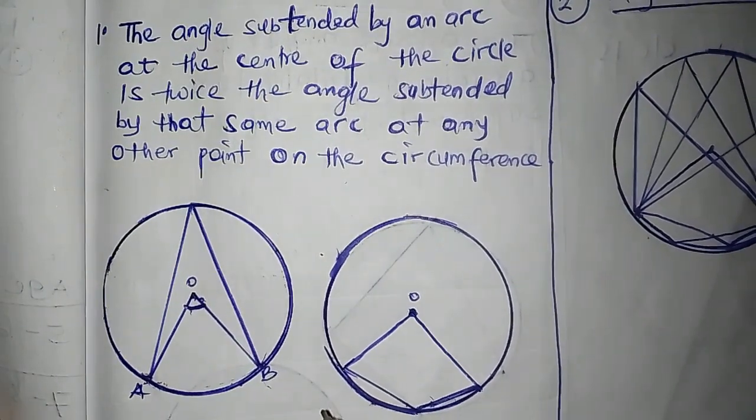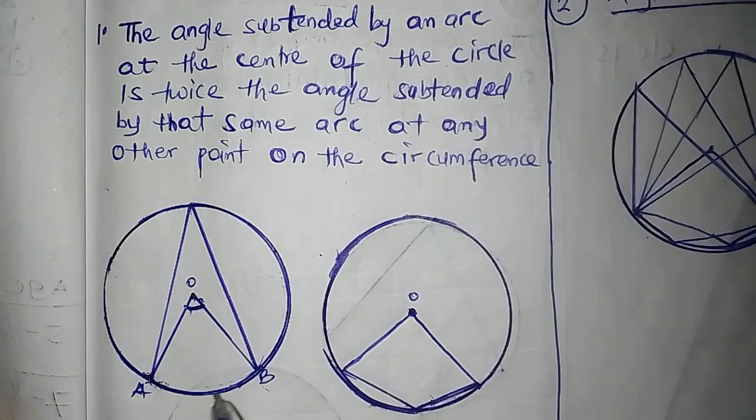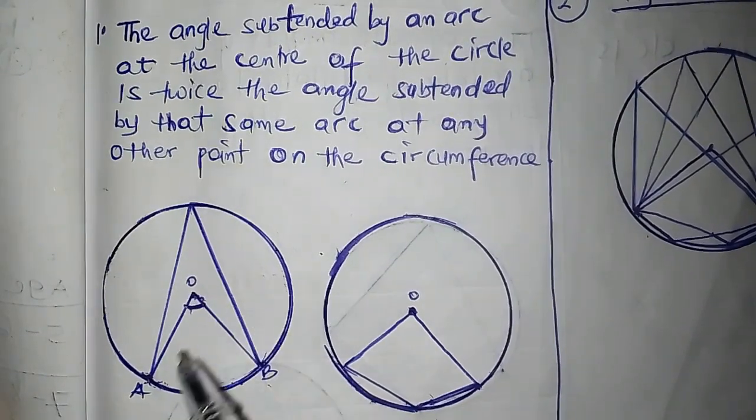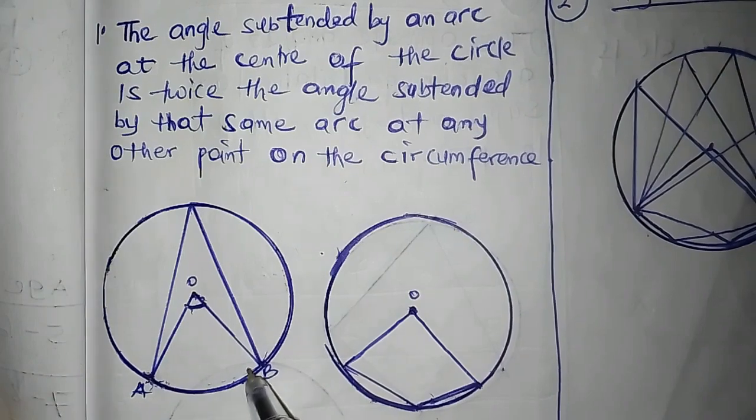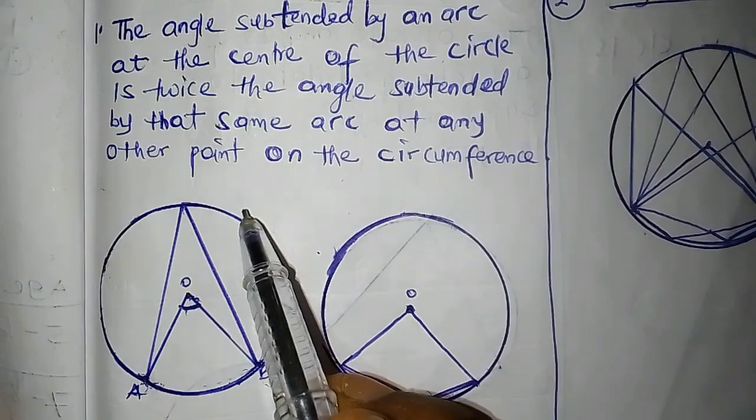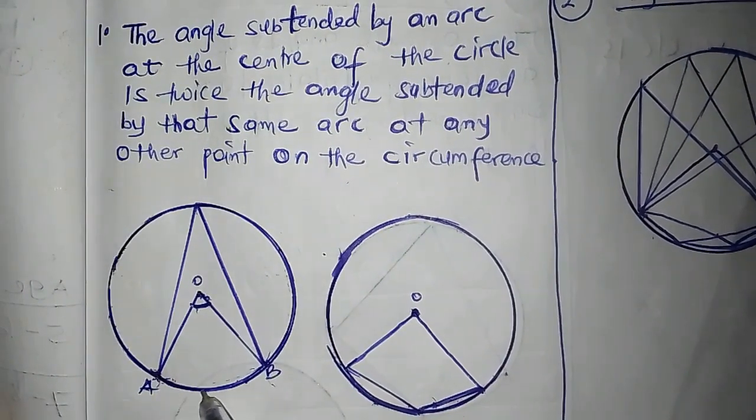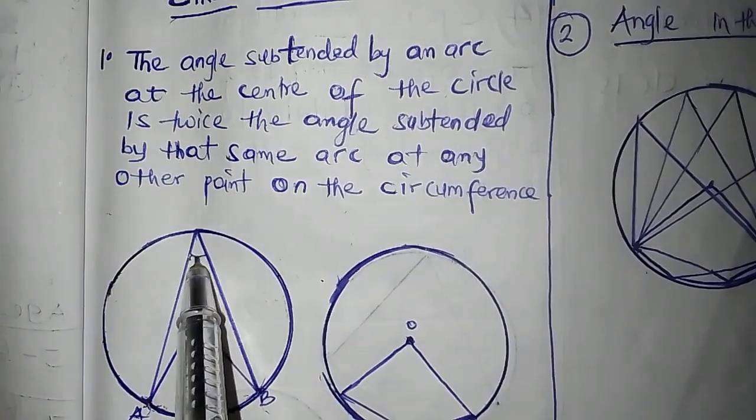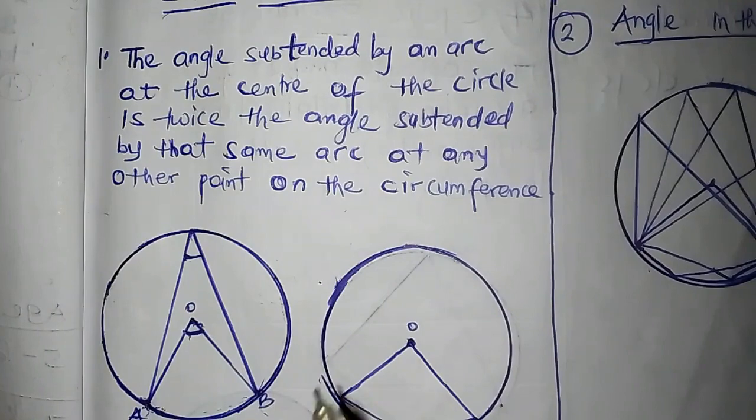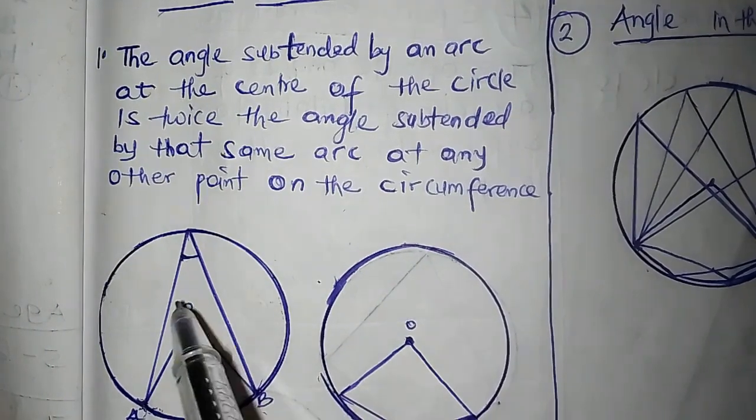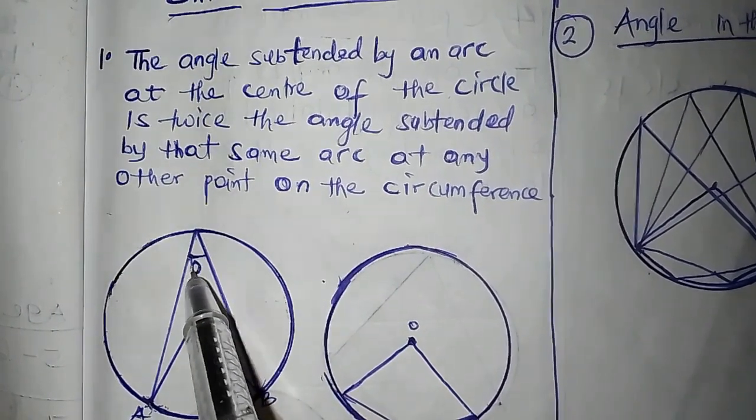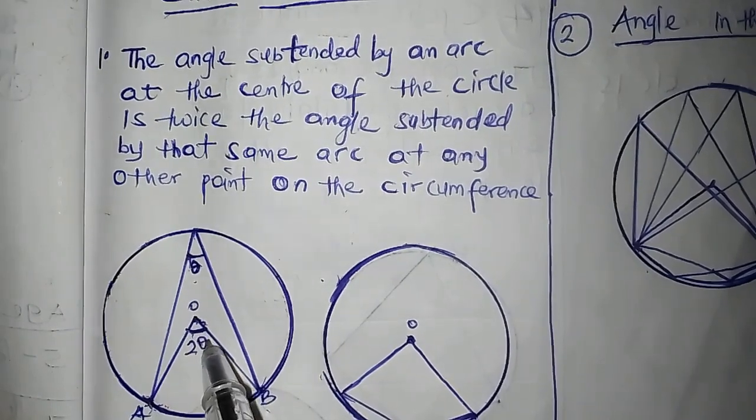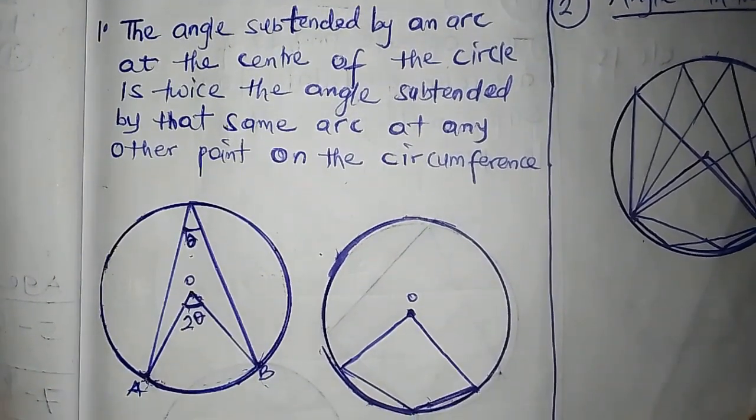Now the rule says that the angle that this arc AB subtends at the center is 2 times any other angle that this same arc AB subtends at any other point on the circumference. Now, this arc AB also subtends an angle here. So the rule says that if this angle here is theta, then this one here will be 2 theta. That's what the rule says.